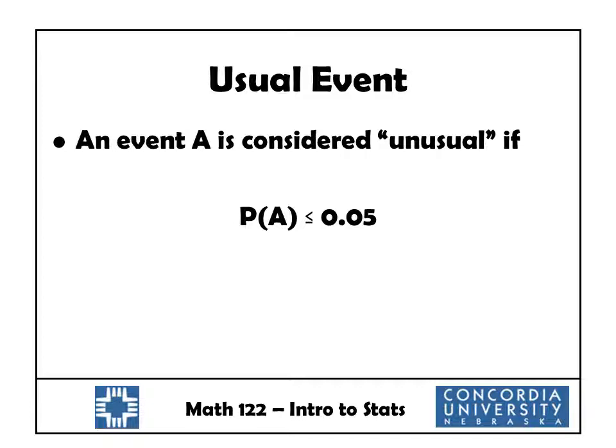Some people would consider an event unusual if the probability is less than 0.01. Some people may go as small as 0.01. There are a lot of different values for considering something unusual, but 0.05 is the most common one.